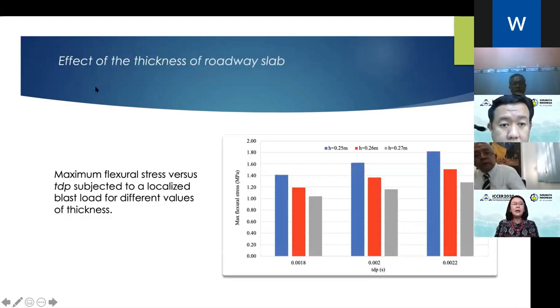This one is also the effect of the thickness of the roadway slab. As I explained before, by increasing the duration of TDP from 1.8 millisecond to 2 millisecond and then 2.2 millisecond, you can see that the maximum flexural stress will increase.